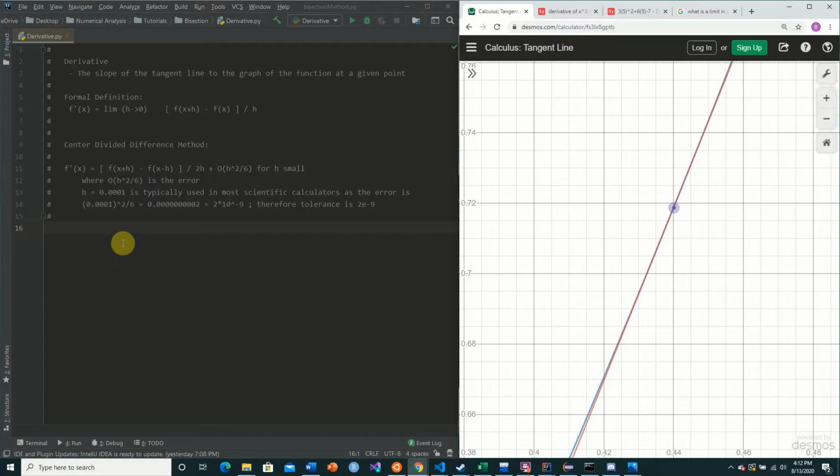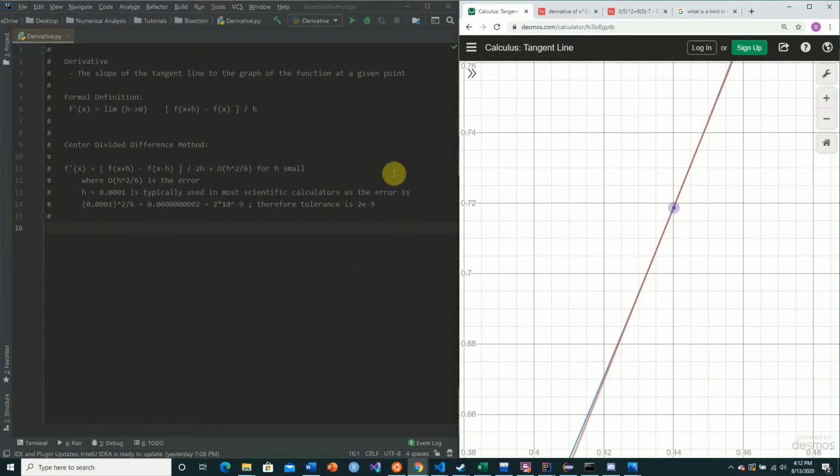Typically in most scientific calculators, h is used as 1e-4. This is simply because the error of our function is denoted by this right here. We take our h, square it, and then divide by 6, and we eventually get this value. So our error is about 2 times 10 to the negative 9th, which is an extremely accurate value.